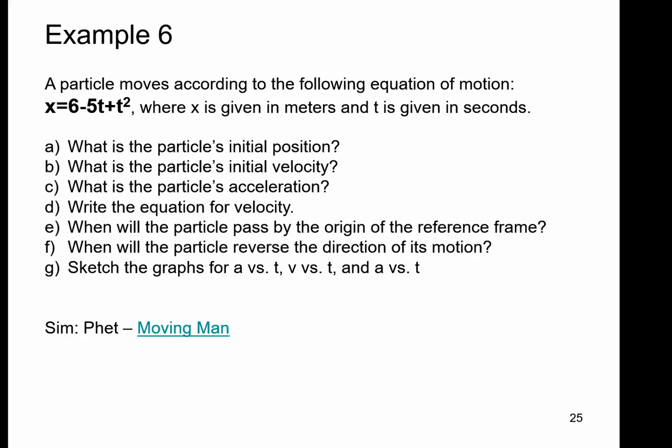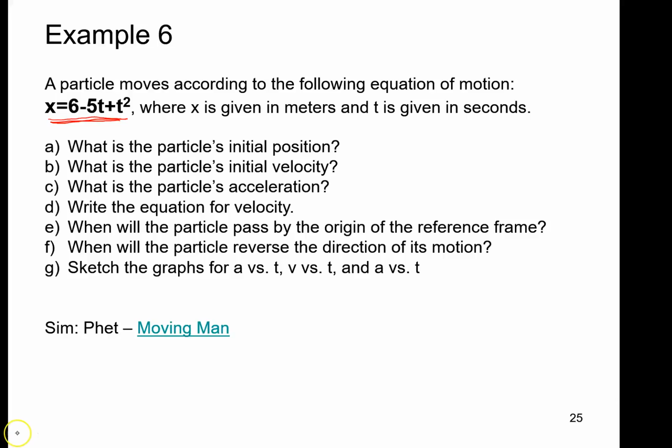Well, once we finish that last problem, which was numbered as example 13, moving forward, we're going to have example 6. A particle moves according to the following equation of motion: x equals 6 minus 5t plus t squared, where x is given in meters and t is given in seconds. And then you have several questions being asked. I will ask you to right now pause the video and try to solve the problem on your own before checking my solution.